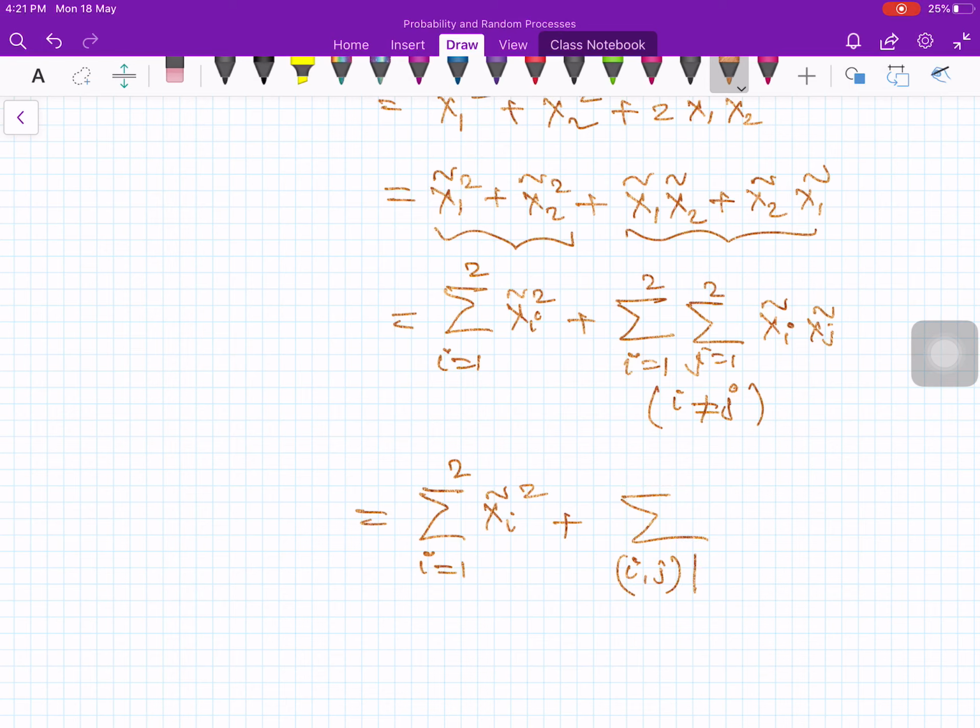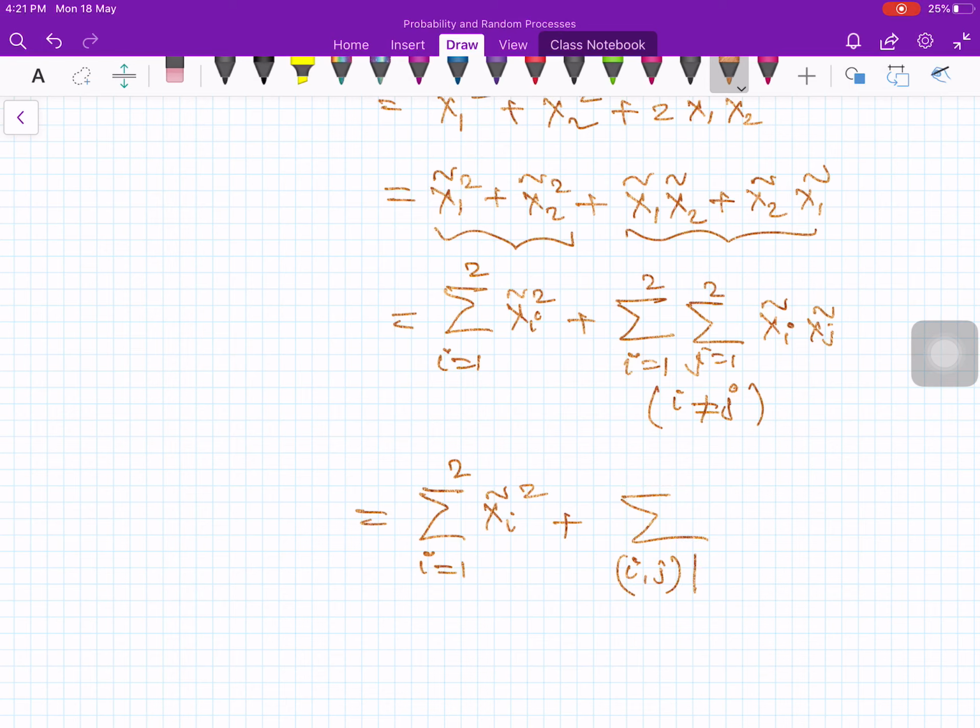So this is going to be the summation over i equal to 1 to n of the expectation of (xi minus E of xi) squared, plus the sum over i, j such that i is not the same as j, of the expectation where xi tilde is replaced by xi minus E of xi, and xj tilde is replaced by xj minus E of xj.